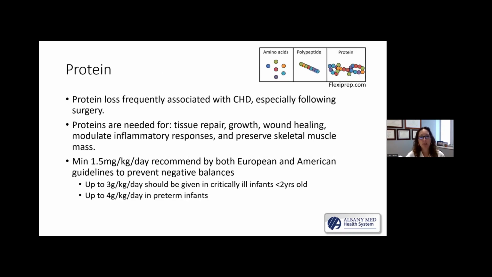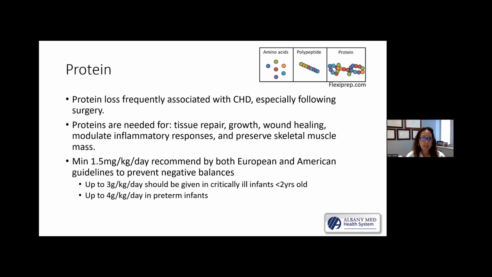So in terms of protein, protein loss is frequently associated with congenital heart disease, especially following surgery. So it's really important to pay attention to optimizing protein in these infants. Protein is needed for tissue repair, for regular growth, for wound healing. It helps to modulate inflammatory responses and preserve skeletal muscle mass. There's a minimum requirement that's recommended by both the European and American guidelines to prevent a negative balance.